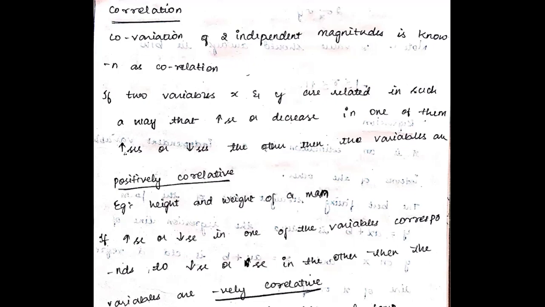And the second one is negative correlation. If increase or decrease in one of the variables corresponds to decrease or increase in the other, then the variables are negatively correlated. That means if x is increased, y decreases. Vice versa, if x is decreased, y increases. Then the two variables are said to be negatively correlated.